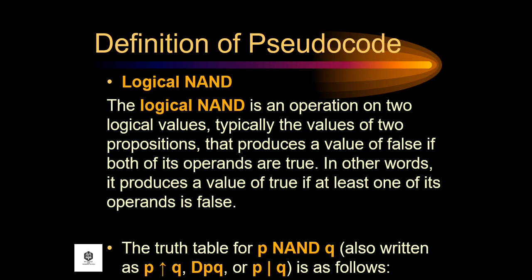Then logical NAND. The logical NAND is an operation on two logical values, typically the values of two propositions, that produces a value of false if both of its operands are true. In other words, it produces a value of true if at least one of its operands is false. The truth table for P NAND Q is as follows.